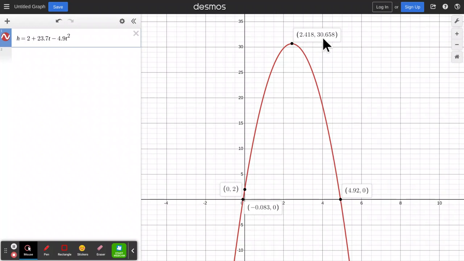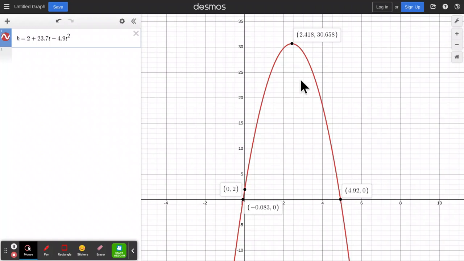What's this 30? That is the height of our pumpkin. So at 2.4 seconds, our pumpkin is at a height of 30.658 meters. That is quite high. That is almost 100 feet up in the air. So our vertex is special because it's telling us the maximum height of the pumpkin. It is the highest point on this graph, and it is also the highest point the pumpkin reaches.